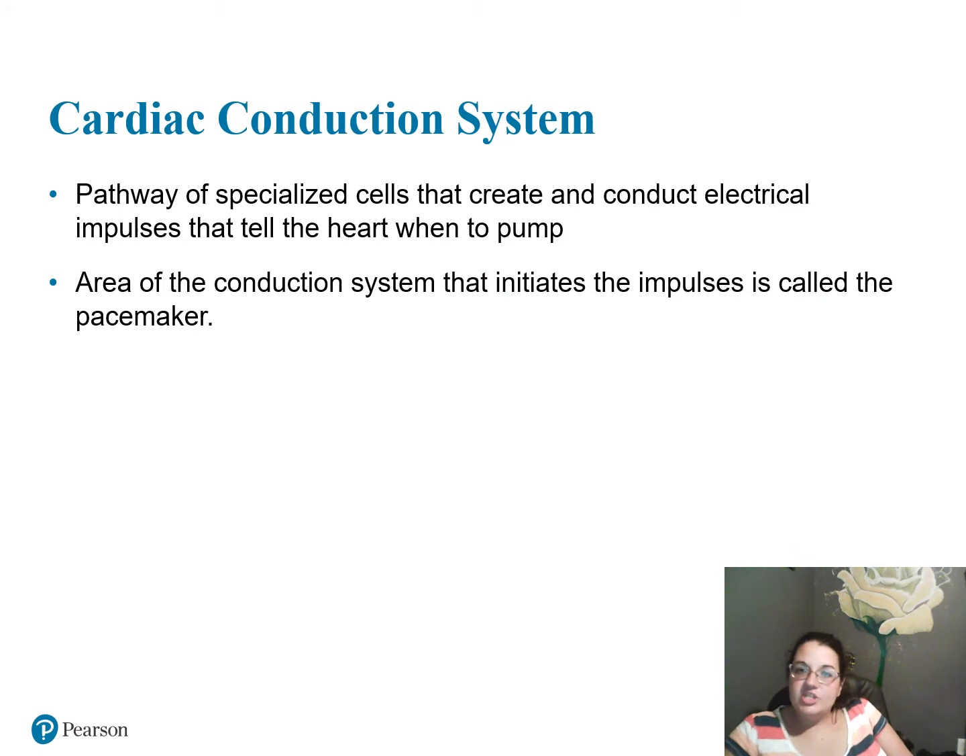So, cardiac conduction system, so we're moving on to your conduction system, is the pathway of specialized cells that create and conduct electrical impulses that tell the heart when to pump. So we know that when blood fills up the chambers of the heart from chapter 1, it causes the valve doors to open, that one-way door, right? But once those doors are open, how does the heart muscle, how does that atrium squeeze the rest of the blood out? That's where your cardiac cells come in.